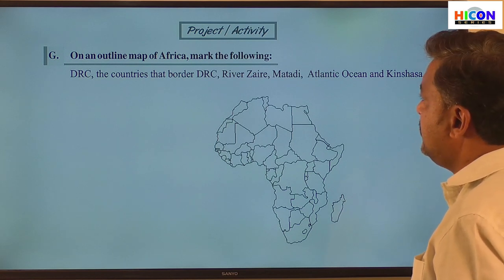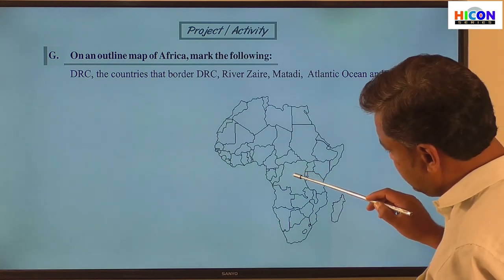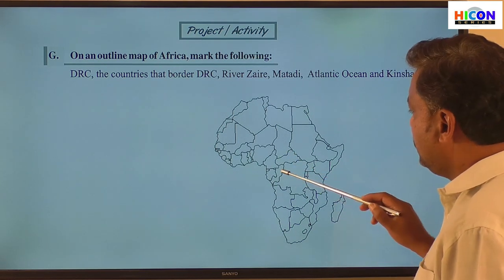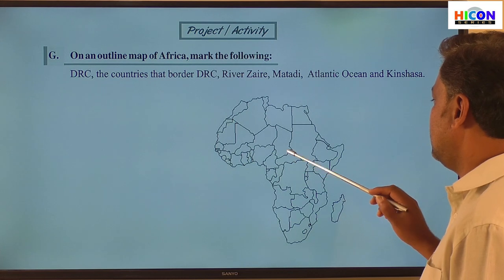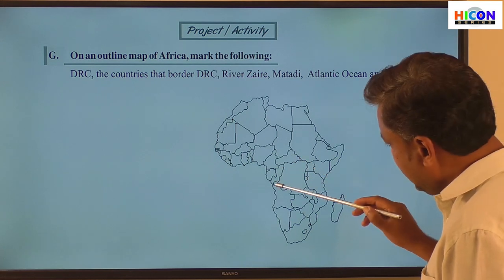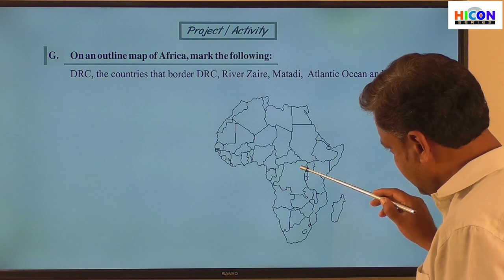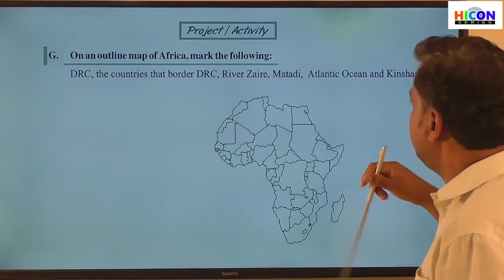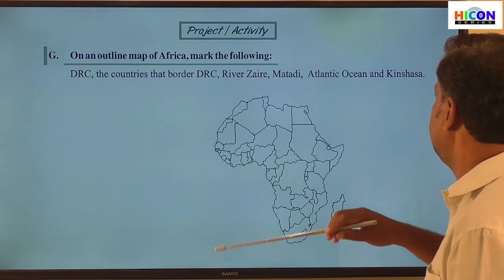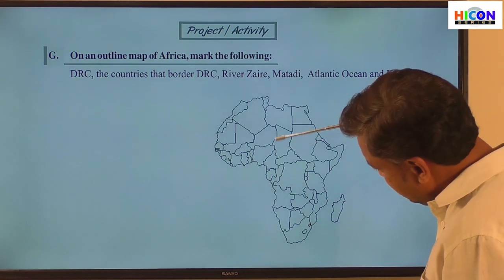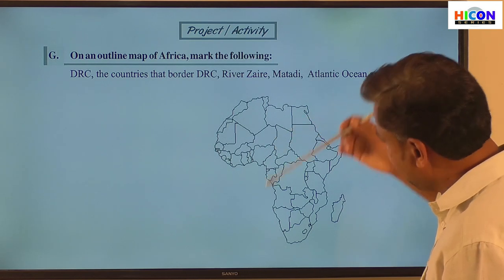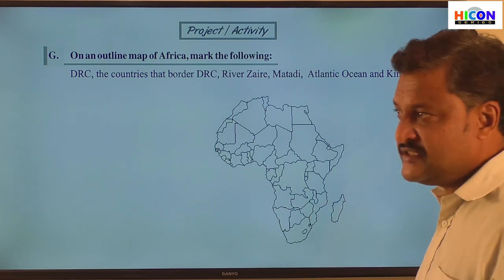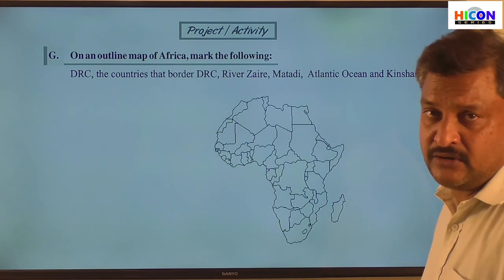So where is DRC? This is DRC, isn't it? This is the country of DRC. On the border, we have Congo is here. Okay, River Zaire actually flows in this direction. It comes here through all these ways. Matadi is a port city, so that is here. Atlantic Ocean, this is Atlantic Ocean. And Kinshasa is actually very close to here. Okay, Kinshasa and Matadi are on that simple projection of this country towards the Atlantic Ocean.